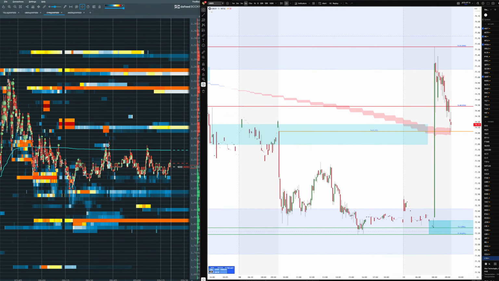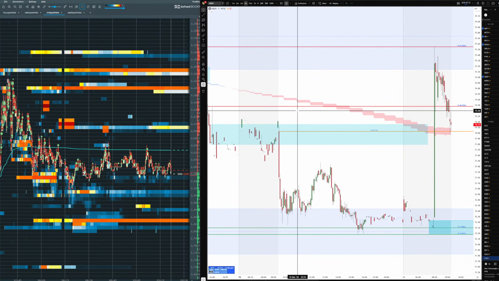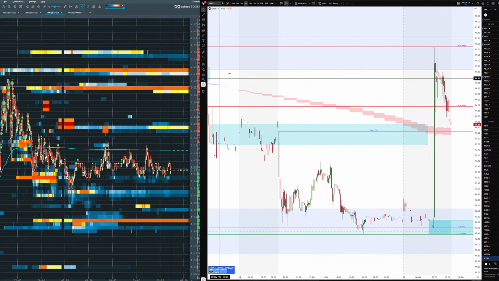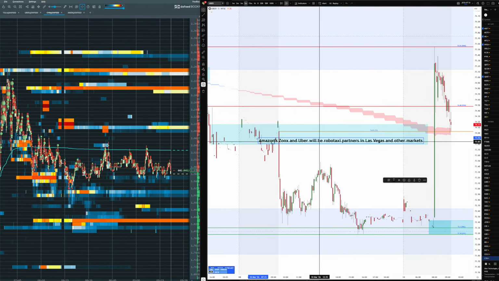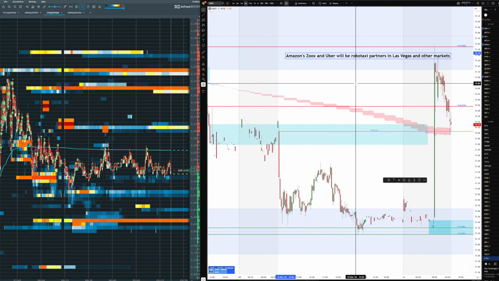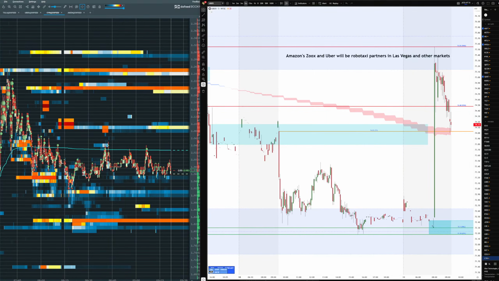So one of the 3 essential parameters for our trading scanner to filter the tickers that we're going to trade is essentially a catalyst that forms a gap up. Okay. So the news this morning on Uber is this: Amazon, SUS, and Uber will be Robotaxi partners in Las Vegas and other markets. Okay, so the famous Robotaxi.